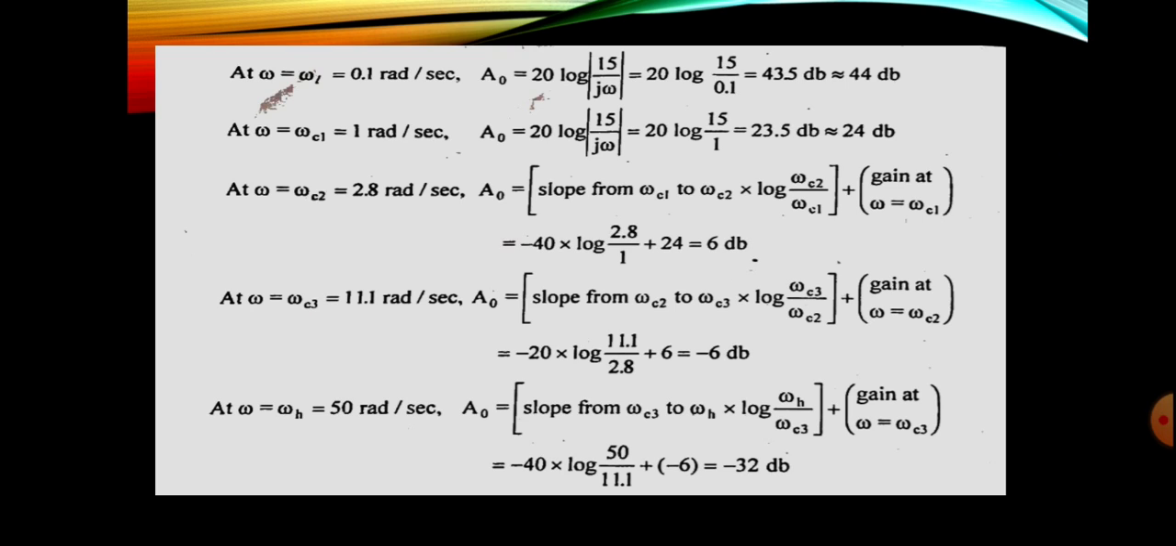You can mark the point. 1 radian corresponds to 24 dB. 2.8 radian corresponds to 6 dB. There is no change for the x-axis readings and also for the y-axis readings. You can plot the graph on the same logarithmic graph. Once you plot it, you can find that there is a small difference from this point D. From this point, the magnitude plot goes in this manner.